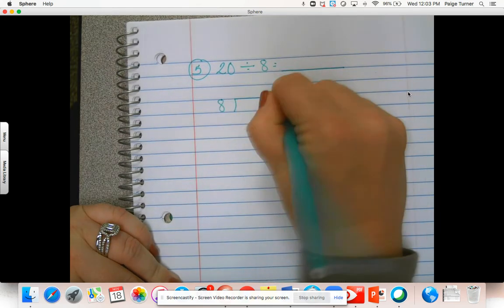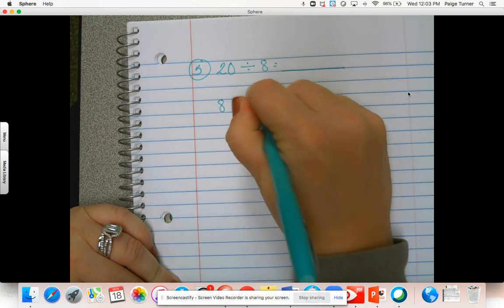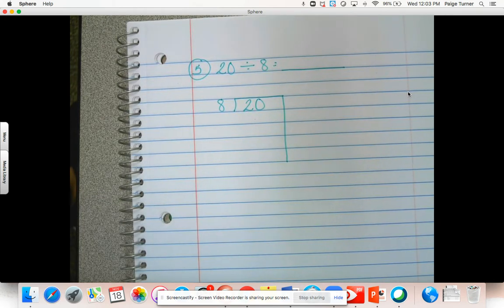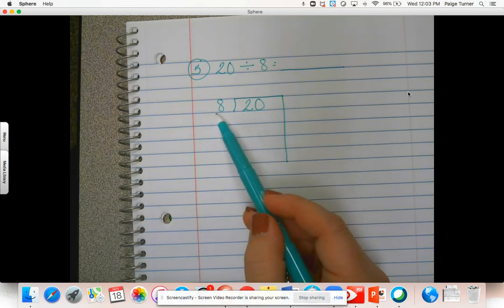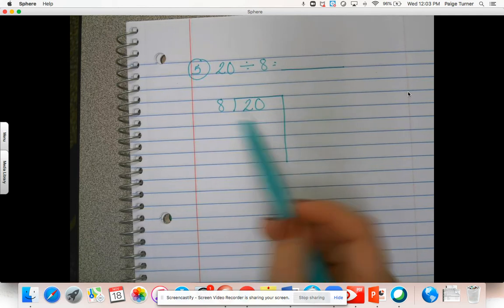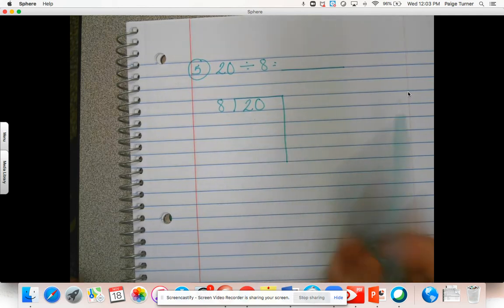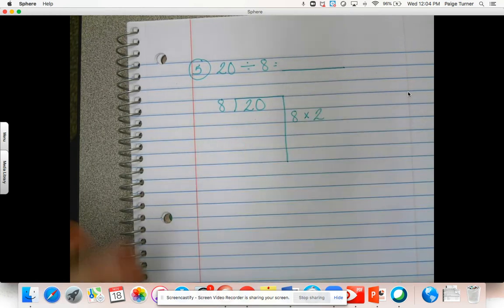8, big 7, and then the number 20. Now this one's a little bit easier, I think, because 8's a pretty big number and it's going into a small number. All right, so we want to know, how many times will 8 go into 20? How many times? So what number can we multiply by 8 to get close to 20? Well, that would definitely have to be 8 times 2.